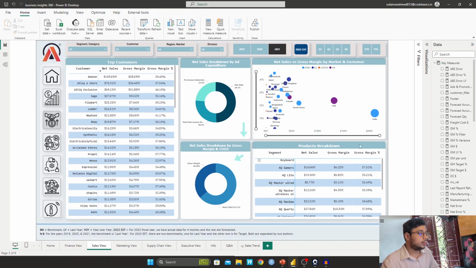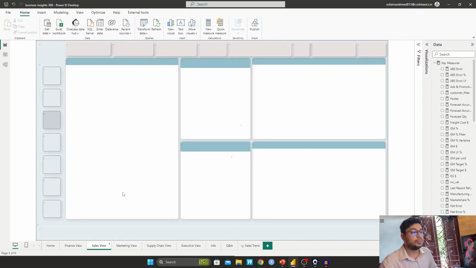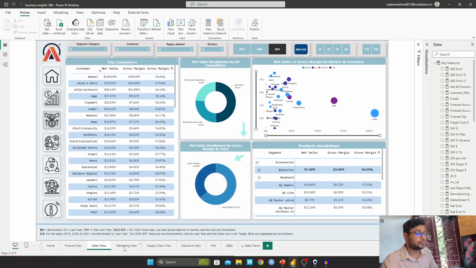Similarly, the marketing view. The marketing view executives will get the relevant information on products, but the sales executive gets relevant information on its customers.